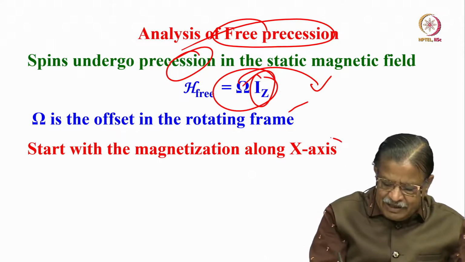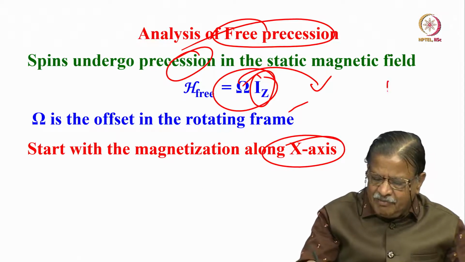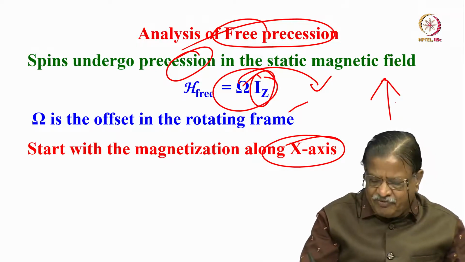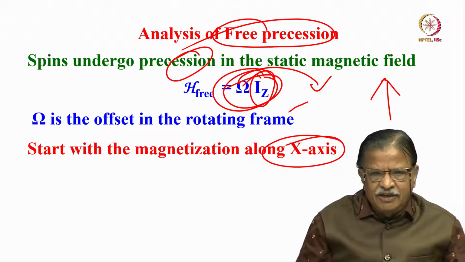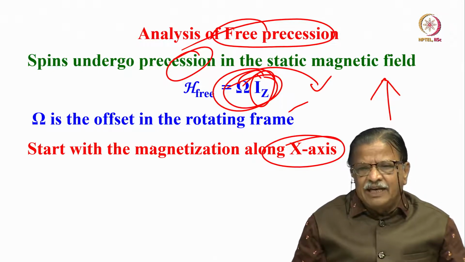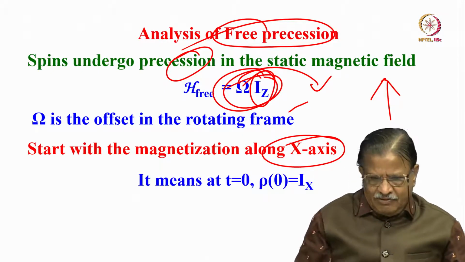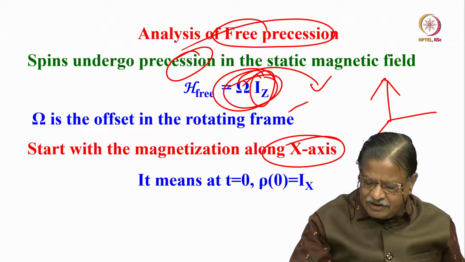Start with the magnetization along the Z axis. Initially, you have put this sample, and the free precession Hamiltonian is omega times Iz. Now start with the magnetization along the X axis. Assume now the magnetization is along the X axis.